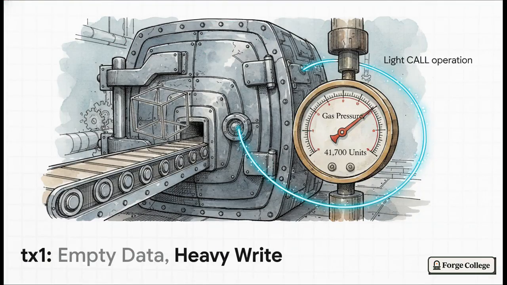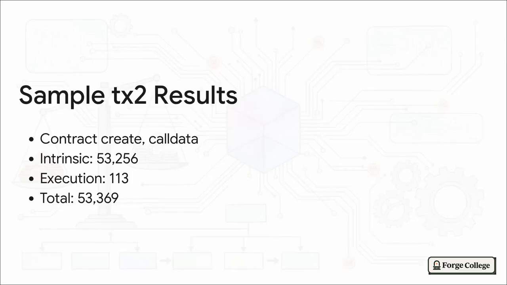For our first test, TX1, we're looking at an empty data transaction that makes an external call and writes to storage. Now, because the data is empty, the intrinsic gas is exactly our golden baseline, 21,000. The execution? That's 700 for the call, plus 20,000 for that super heavy SSTORE, giving us 20,700. Add those two together, and we get a total of 41,700 gas. Nice, clean, and accurate.